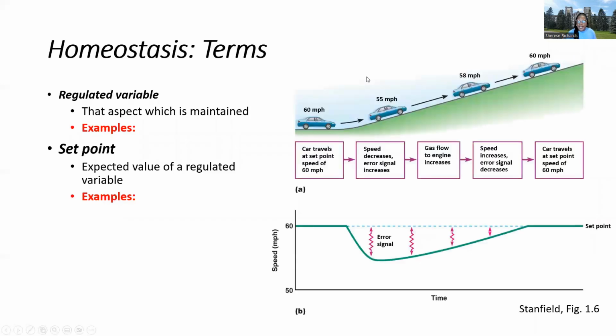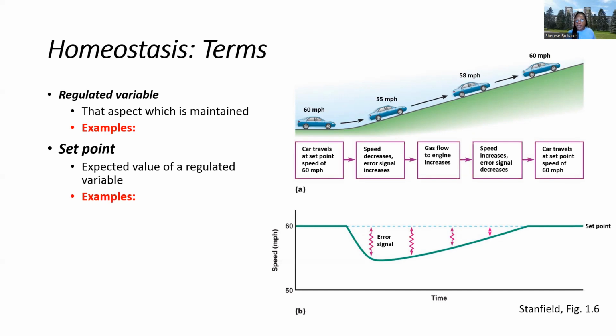Okay, so here's again that same example, just to reiterate what we just said. These are our various terminologies. The regulated variable, here it was the speed, but in our body, this can be all of the various variables that we talked about: body temperature, blood pH, our blood composition, blood volume. Those are all examples of regulated variables which the body wants to keep at a specific value. The set point is where we want to keep that value.